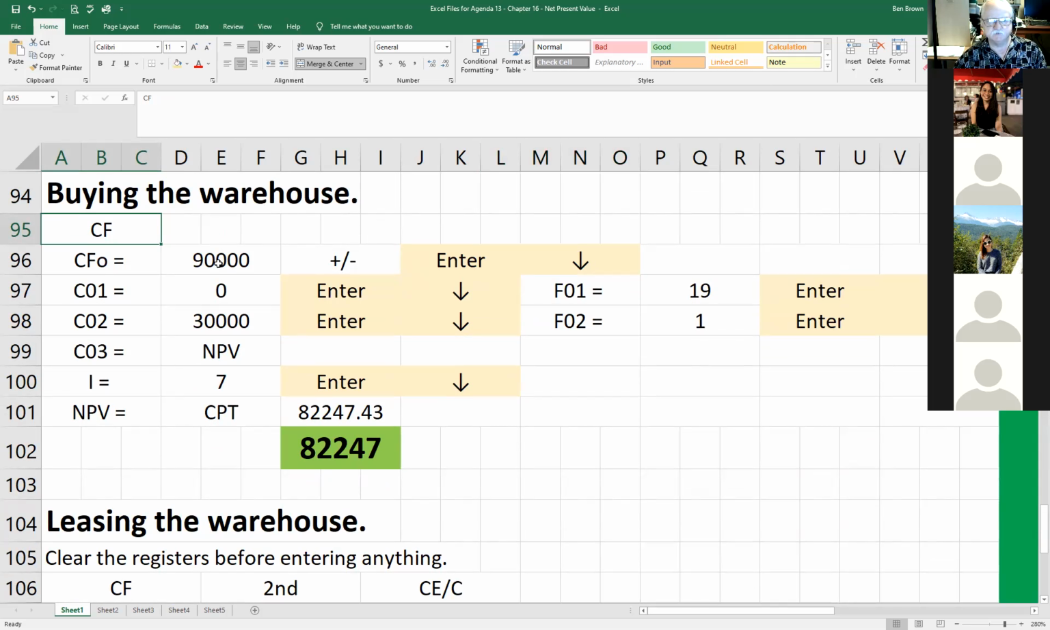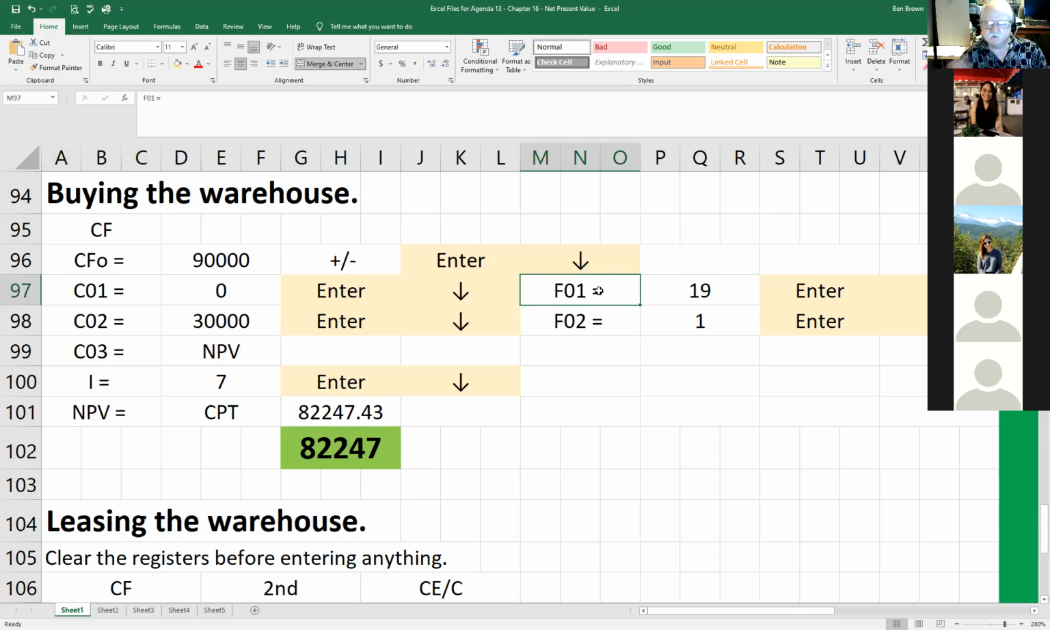And so this is going to be 90,000. It's got to be negative because that's how much we're paying to buy this warehouse. Go enter and down. So 90,000, and try it on your calculator. Plus, minus. Enter, down. And now we're looking at C01, which is cash flow 1. And we're not paying anything because we own the warehouse. So we put 0, enter, down.